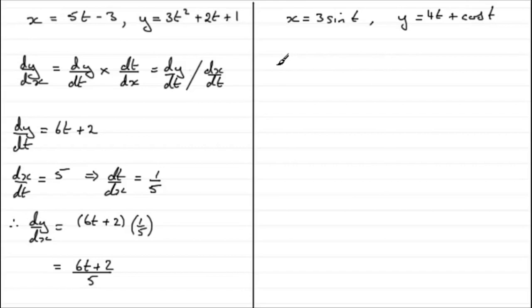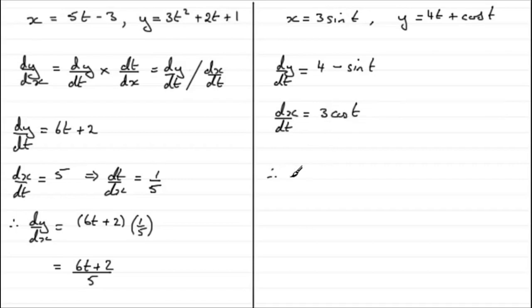Okay, well, let's just see how you got on if you did have a go. Well, we find dy by dt first. So we've got dy by dt equals the differential of 4t with respect to t, which is just 4. The differential of cos t is going to be minus sine t. And for dx by dt, the differential of 3 sine t is going to be 3 cos t.